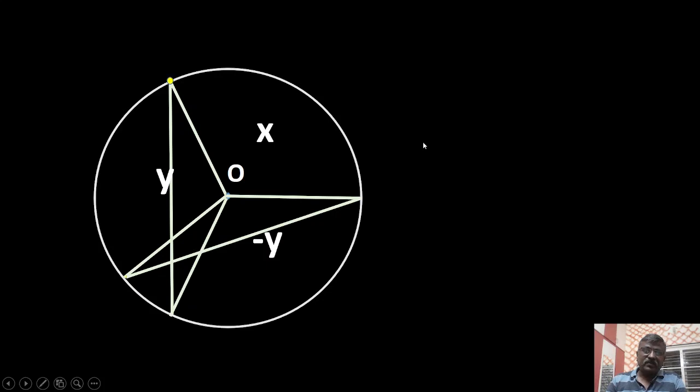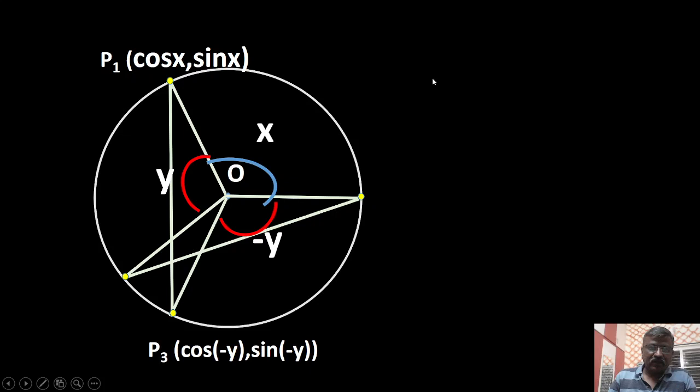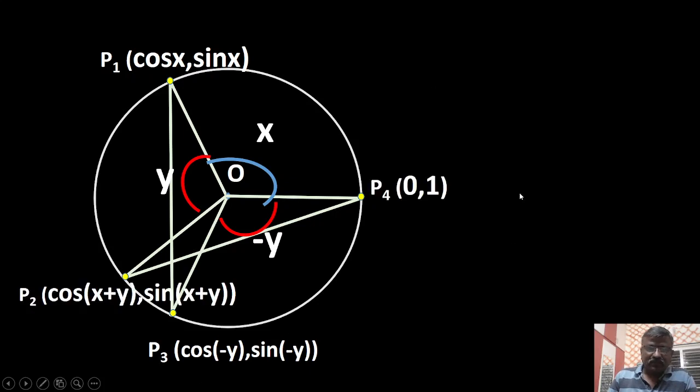Then we can put the points here, and we have points 2, 3 and 4. This is of course angle x, that is angle y, and totally it will be angle x plus y. Here it is y. So P1 is the first point, that is cos x, sin x. You can remember I told you that for the angle it is making, the cos of that angle and the sin of that angle will be the x coordinate and y coordinate. While explaining the unit circle I told you that. Similarly here minus y, and this is cos of x plus y, sin of x plus y.